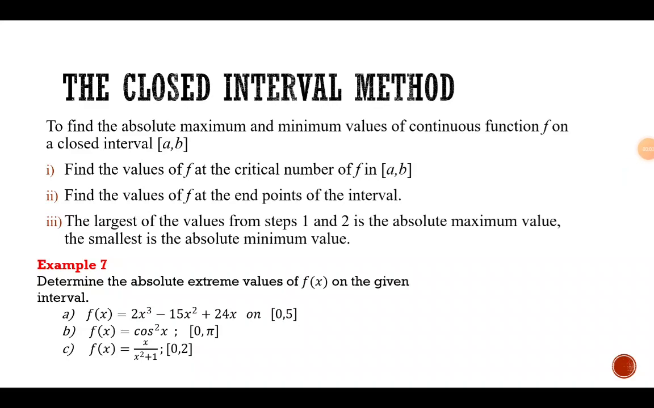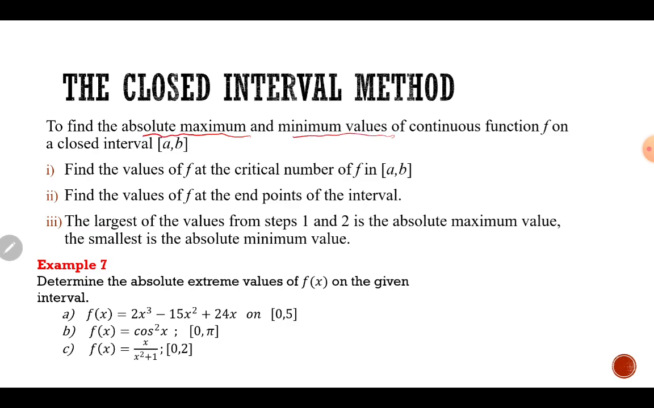So we come to the third part of the video for today's asynchronous lecture. Alright, so now we are going to discuss how to determine whether those critical values that we have identified are our absolute maximum or absolute minimum values. Okay, so here we have 3 steps on how to find the absolute maximum and minimum values.